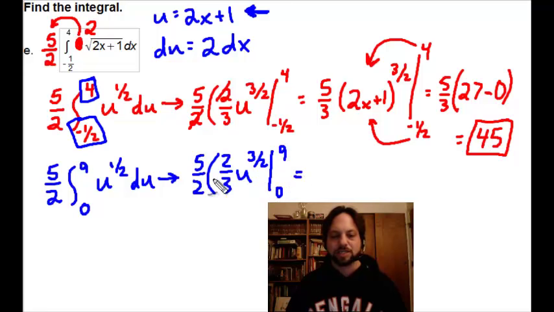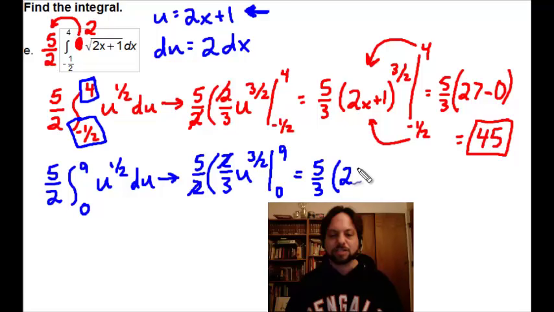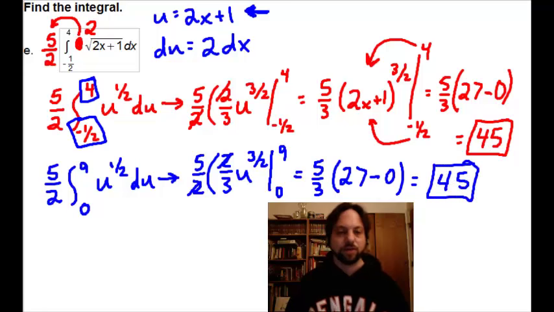But watch this. The 2's cancel out. I'm left with 5/3, but I don't need to change my u. Since my bounds are now in terms of u, I can just plug them in. 9 to the 3 halves, that's 27. 0 to the 3 halves, that's 0. And now I get my answer this way, again, of 45.